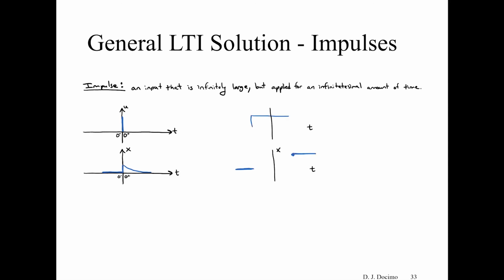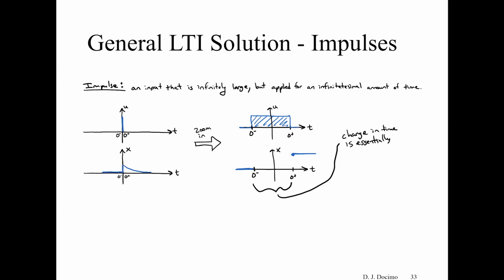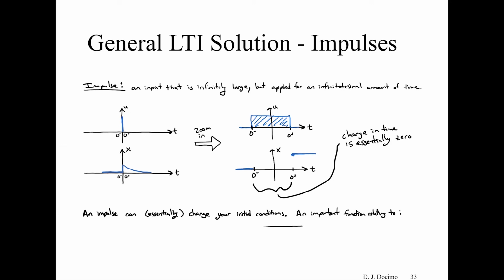So if we zoom in on these two graphs, we can see that what our impulse will look like is pretty much like a rectangle, from 0 minus to 0 plus, if we zoom in a lot. And what happens to x is that it essentially jumps between those two times. So our change in time is essentially 0 between 0 minus and 0 plus. That's what an impulse is. An impulse can essentially change your initial conditions.